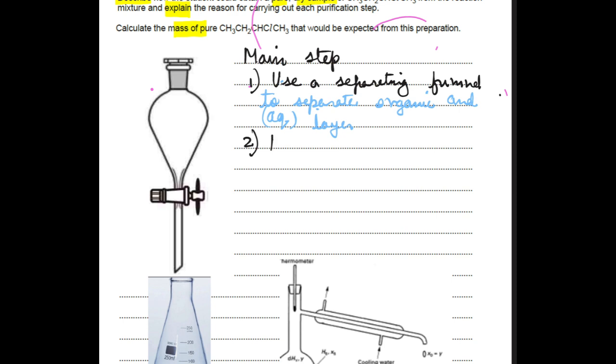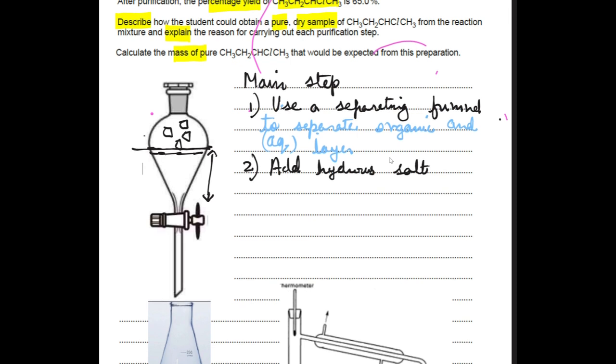The second one is to add anhydrous salt. Why? Now, you know how I showed you that the top layer contains your desired substance? You would have a little bit of water present in the top layer, because when you separate it, you can't be precise enough to get rid of the exact amount. A little bit of water will definitely be left on the top, so you need to remove that. They said clearly in the question, how would you get the dry sample? So you need to remove the water molecules from your desired sample. So you add anhydrous salt.